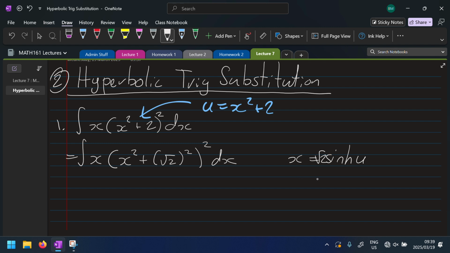So dx, what's that going to be? That will be root 2 cos hyperbolic u du. Okay, we've got everything we need. Let's substitute.